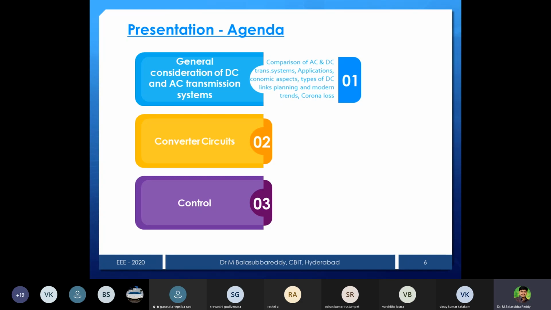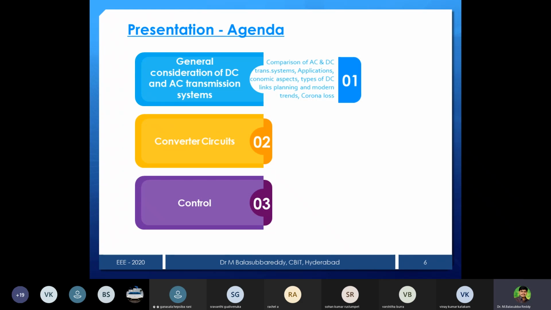At the sending end we need to install a rectifier station, and then another one, an inverter station. So both are required. That is the reason that for low distances the cost of DC transmission is high, but AC transmission cost is a little bit less comparatively. But if we go on increasing the distances, what will happen if I use AC transmission for long distances?